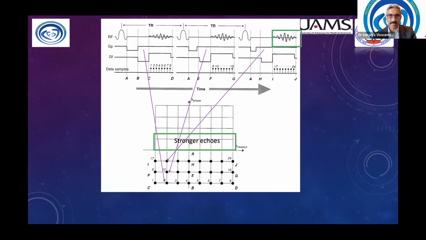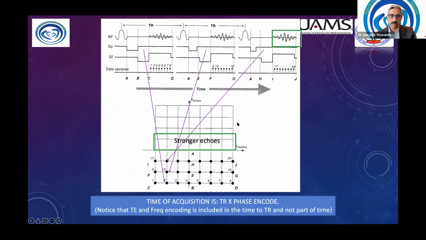The second important thing that we see here is that the center of K-space is filled by the stronger echoes. The echoes which have lower phase encoding gradients, which give you stronger echoes, fill up the center of K-space. So two very important points from this pulse sequence diagram. The time of acquisition is nothing but the repetition time times the number of phase encoding steps. The echo time and the frequency encoding steps are not included in this equation because they are automatically included within the repetition time itself. I think that should be clear by now.